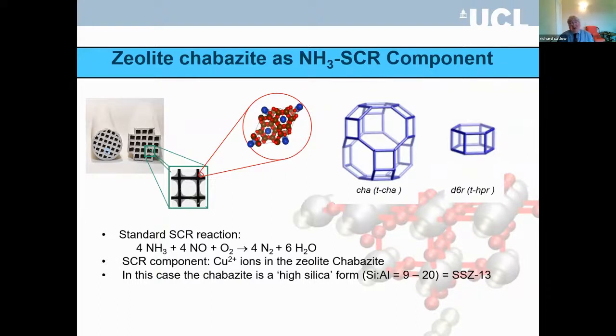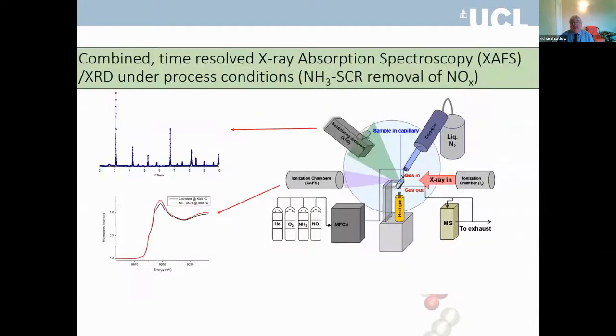That is, the ammonia reacts with nitrogen oxides and oxygen to form nitrogen. So it removes this toxic NOx. And the catalyst is a copper exchange system. So the copper ions are the active site. But we want to understand the catalytic process.